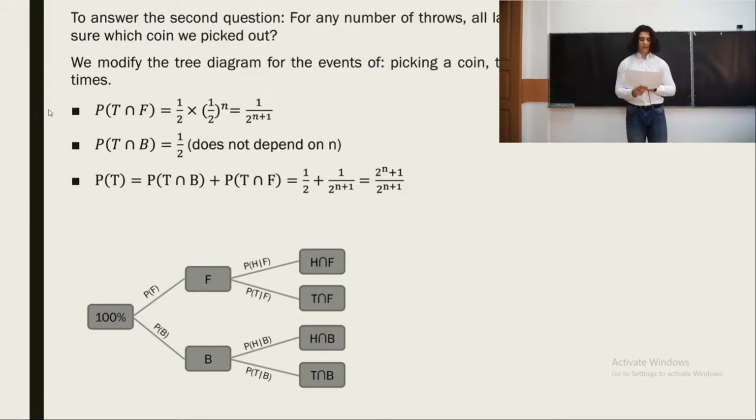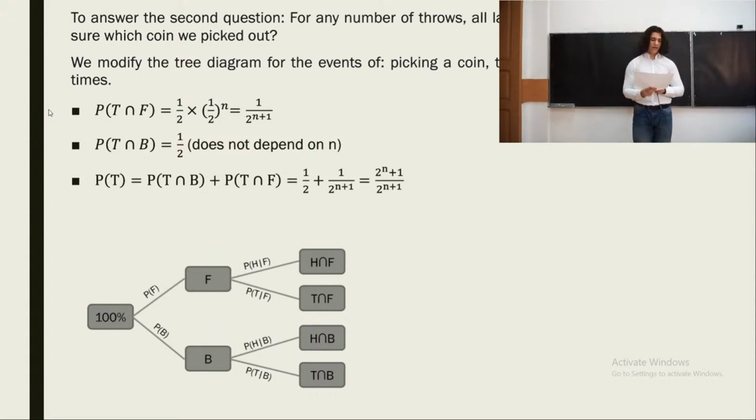To answer the second question, for any number of throws landing on tails, can we know for sure which coin we picked out? We modify the tree diagram for the events of picking a coin, then throwing it n number of times. P of T and F becomes 1/2 times 1/2 to the power of n, which equals 1/2 to the n plus 1 power.